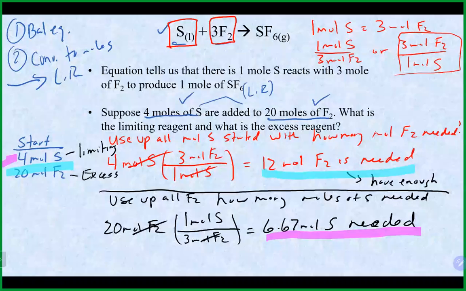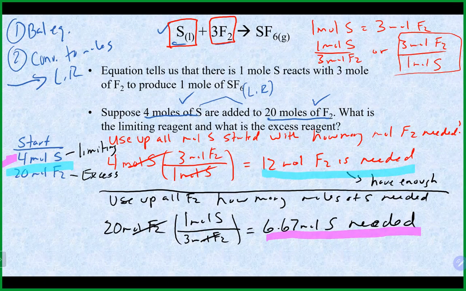You do not need to do both calculations. You could just choose one or the other, but you need to do one of those calculations to determine which one's the limiting reagent. It is not always the smallest number of moles. So sometimes people go, hey, it's the smallest number of moles. It will be in a lot of cases, but it will not always be that number. So you do need to do some type of calculation to figure it out. First off, any questions on that there?